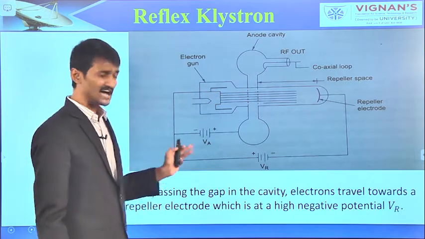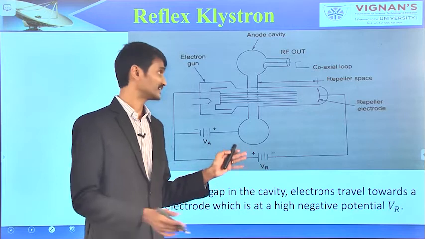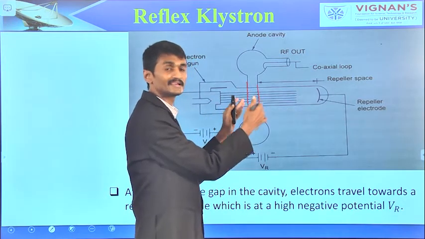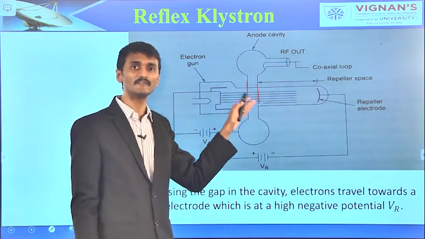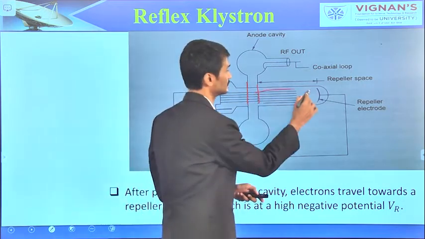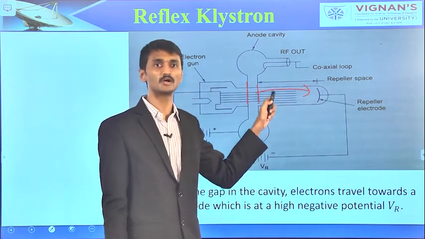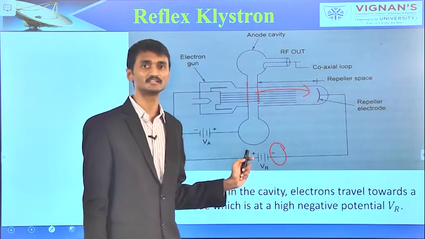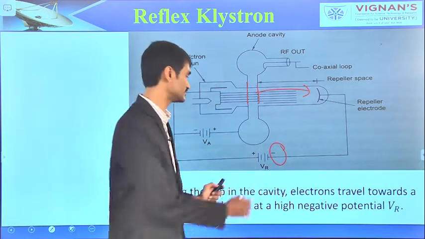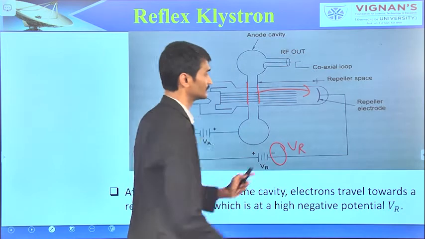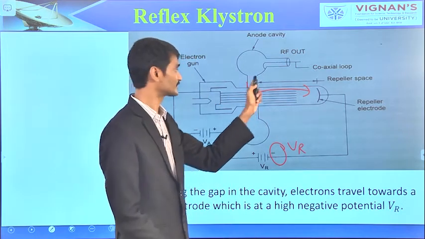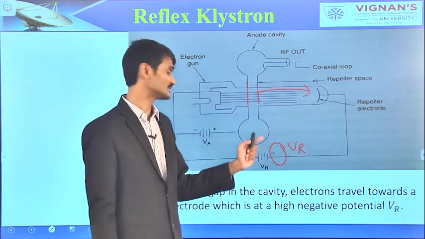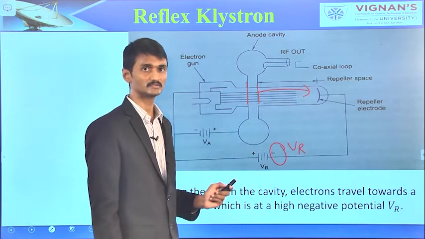Next, after passing this gap in the cavity, the electrons travel towards the repeller electrode, which is at highly negative potential VR.